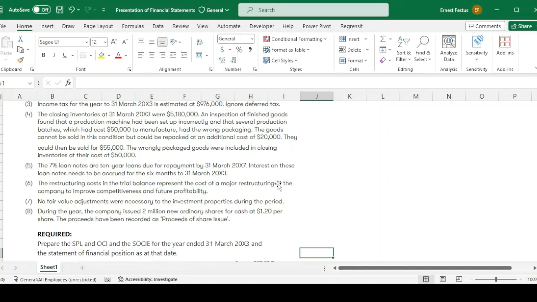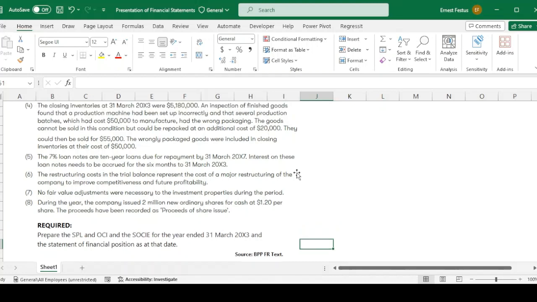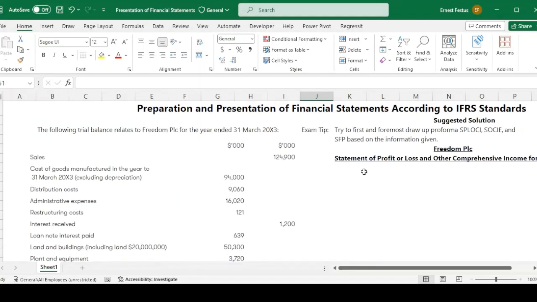Alright, so we are required to prepare the statement of profit or loss and other comprehensive income and the statement of changes in equity for the year ended 31st March 20x3 and the statement of financial position as at that date. Alright, so this is the question we want to use to solve.